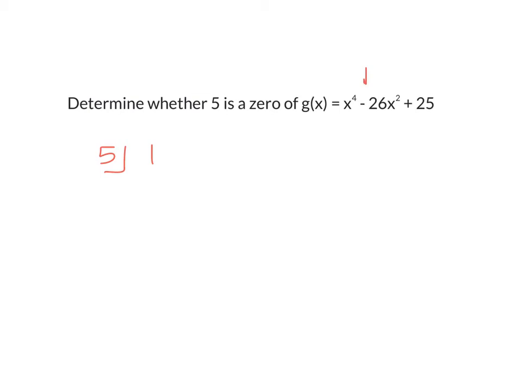I have x4. I don't have an x cubed, so put a 0. I got negative 26x squared. I don't have an x to the first power, so I put a 0. And I get a 25. I hope those zeros make sense to you. If you're missing an exponent, which I was missing 2 of them, you have to put a 0.